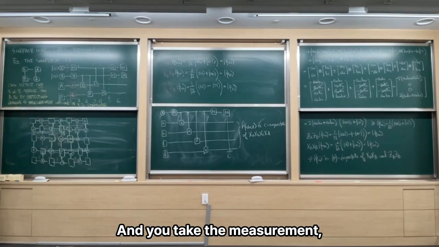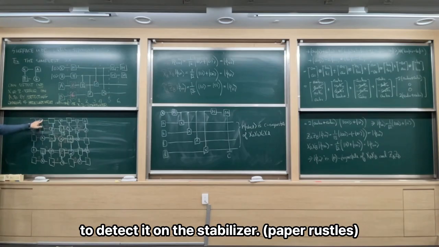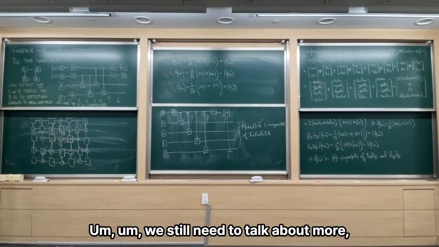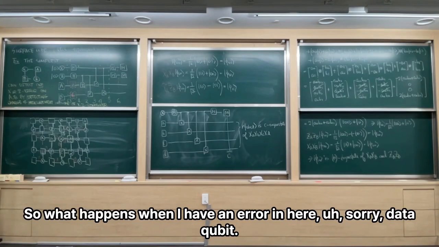And you take the measurement, and you're not missing any errors that occurred in the data qubit, to detect it on the stabilizer. So that's the basic step. We still need to talk about more, because how do we detect an error? Well, the same way. So what happens when I have an error in here?